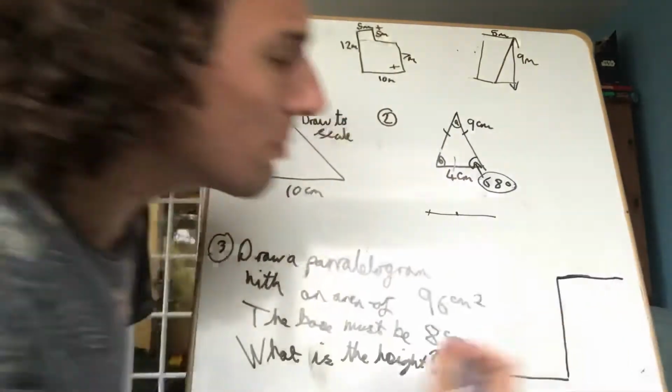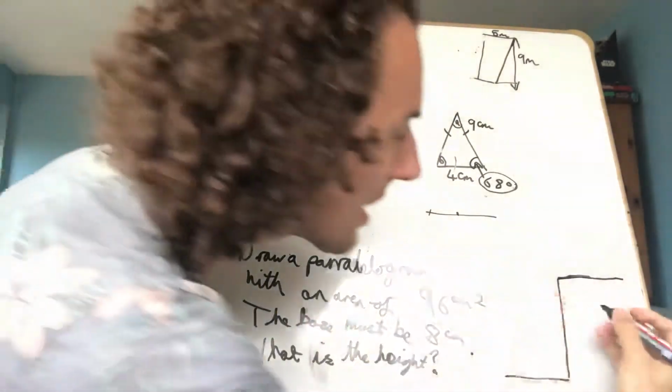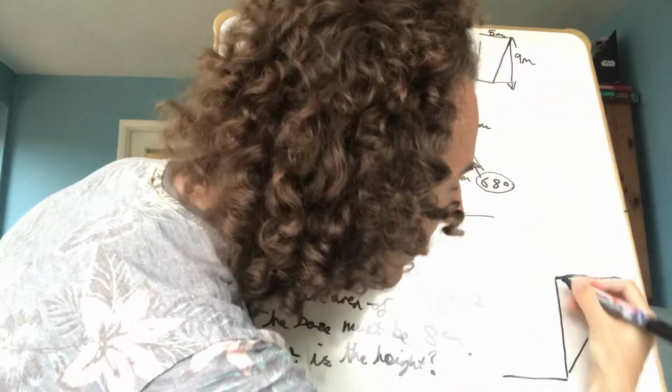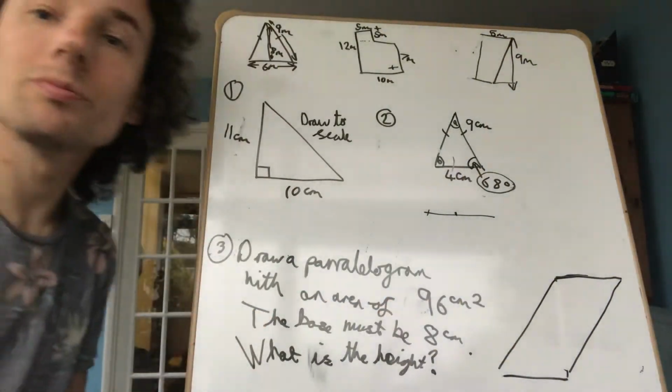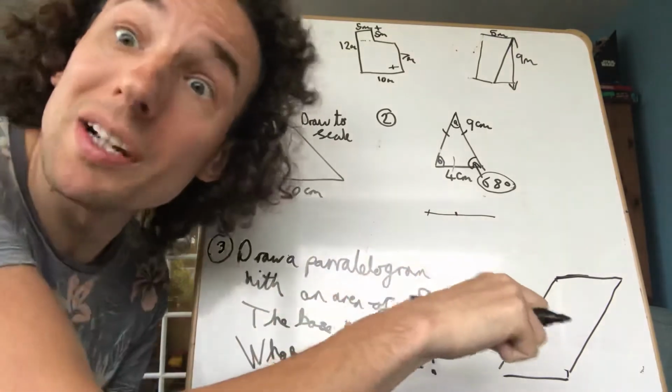But you might say, but Mr. Cole, that's not a parallelogram. But wait a minute. If I join that, and then get rid of that line. Actually, I'm quite pleased with that. I think that came out quite well, considering.